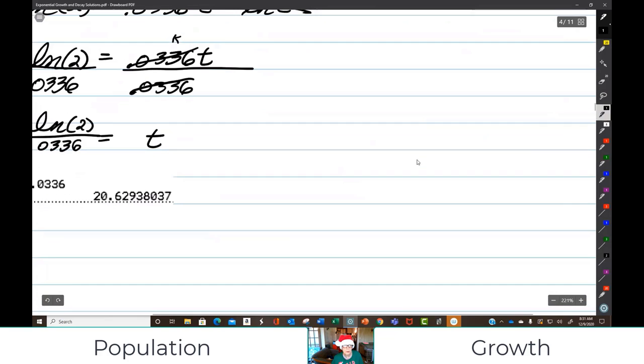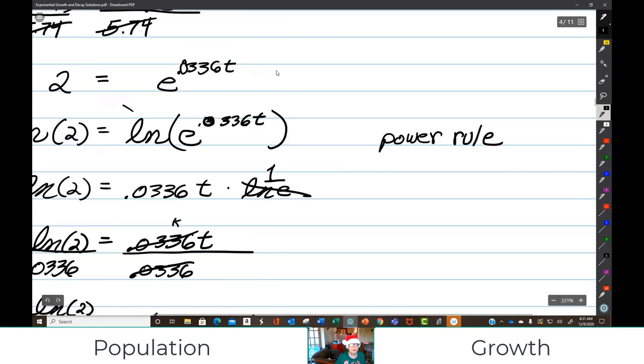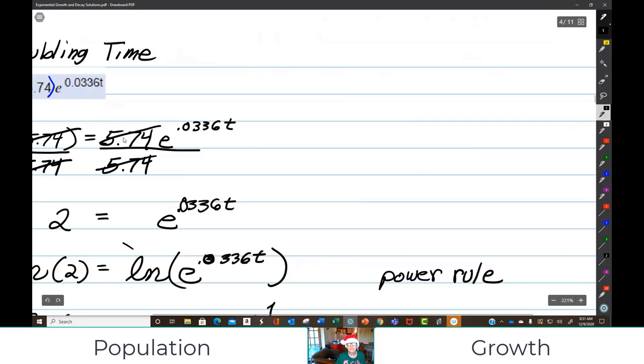Okay, they want us to round to one decimal place. There's the one decimal place. 20.6. I look over at the two; it's not big enough to cause the six to round up to a seven. So I am going to make a guess that in 20.6 years, which is a little over 20 and a half years, the population will double from its original 5.74 million.